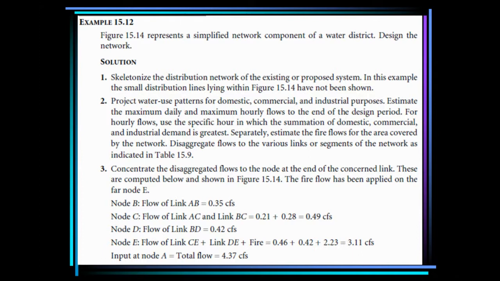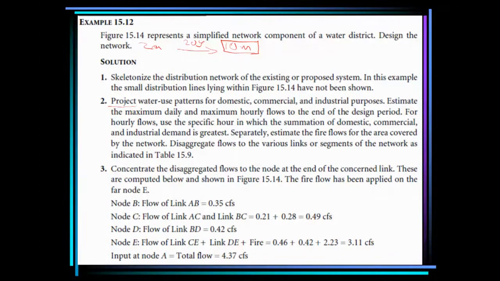And we project water use patterns for domestic, commercial, and industrial purposes. That is the water demand, and we project the water use patterns from population forecasting. If the population currently is 2 million, we need to project, let's say in 20 years, how many do we have? Let's say based on the population growth, we have 10 million. So we now design for this 10 million, based on the per capita water consumption.